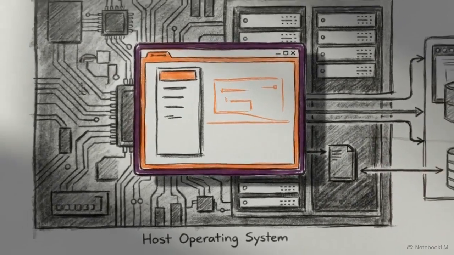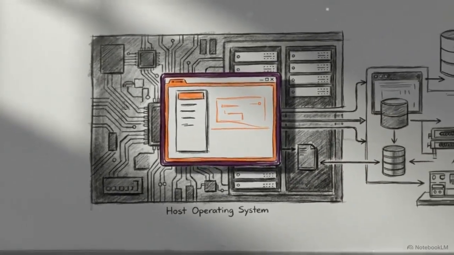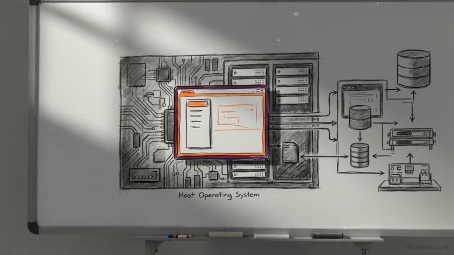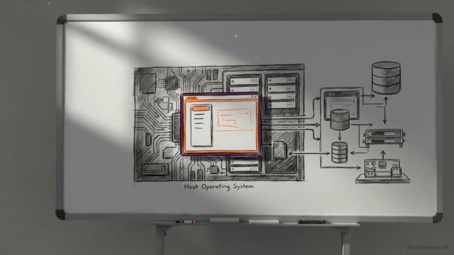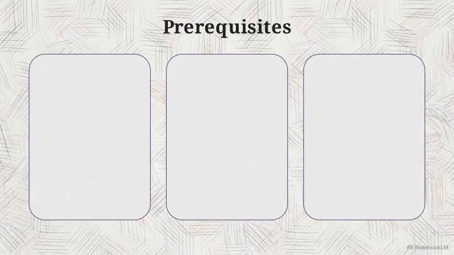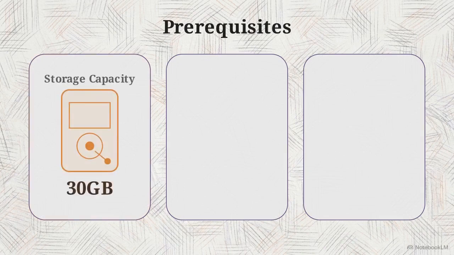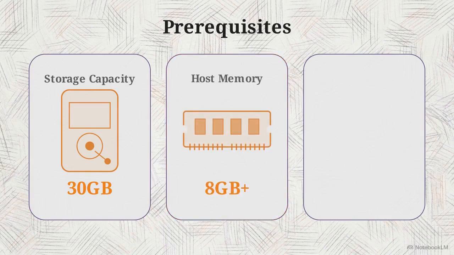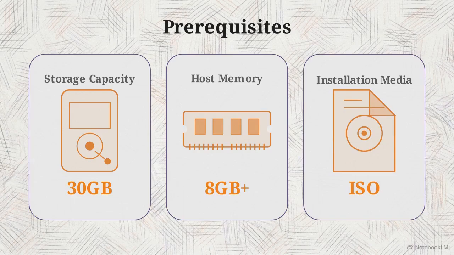Here is a fully functional Linux operating system, running securely inside a window on your current desktop computer. This diagram outlines the 3 specific prerequisites you need to build this setup: 30 gigabytes of free disk space, a host machine with at least 8 gigabytes of RAM, and a downloaded Ubuntu ISO file.